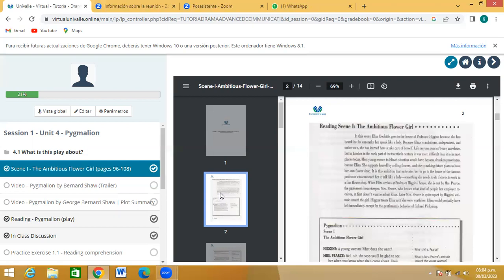We're going to stop there. Something important at the beginning is that it says that Eliza Doolittle wants to go to the house of Professor Higgins because she has heard that he can make her speak like a lady. So what do you understand by that? So how is she?